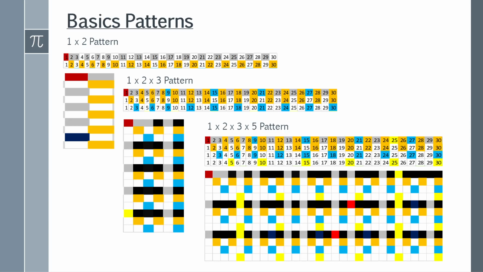And you'll see at 30, 1 times 2 times 3 times 5 is where all of these primes are going to converge, right? The next convergent is 210 when we multiply it by the next pattern, 7.